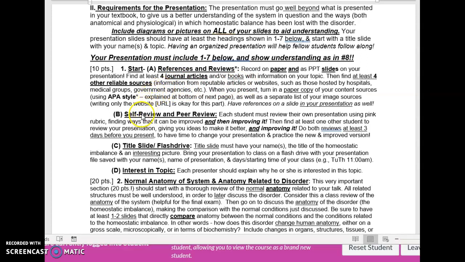You have to do a self-review. You don't have to do a peer review because of the social distancing, but the self-review is basically you going through your presentation, making sure that everything is there that has to be there.